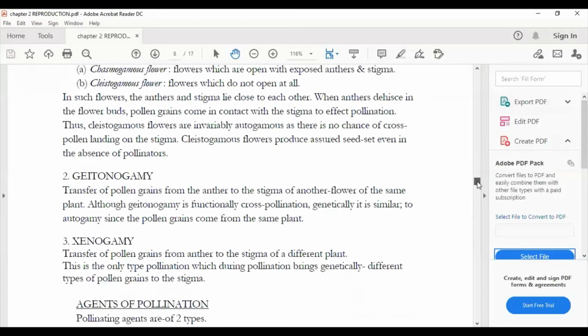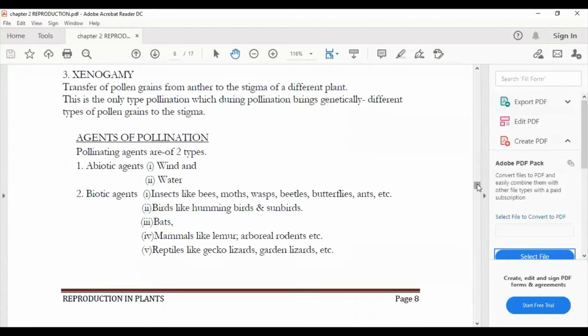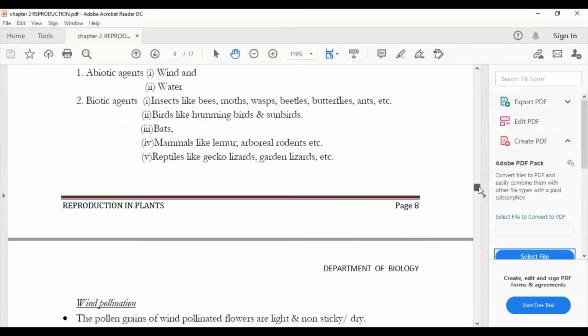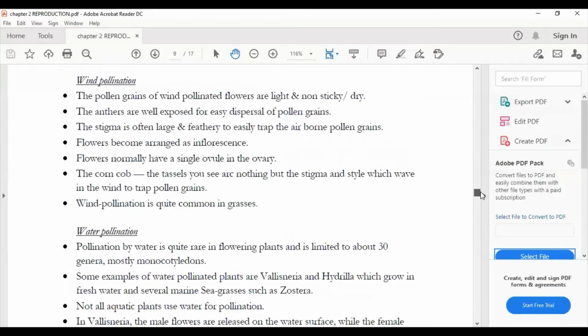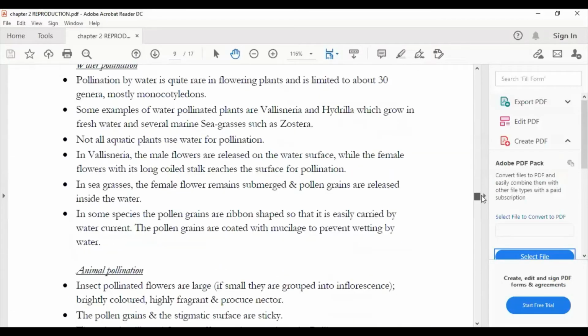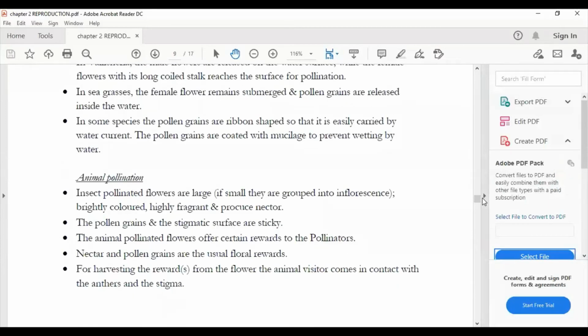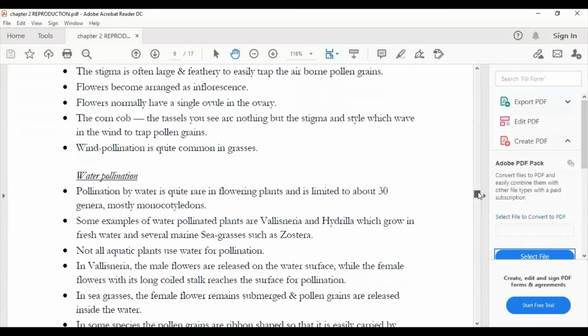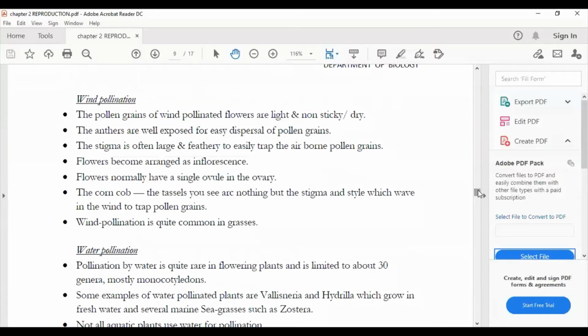Moving on to agents of pollination. There are abiotic agents and biotic agents: wind pollination, water pollination, and animal pollination, which you'll be studying completely. Wind pollination is simple and clear. Please note down the points. It can be asked again for 2 or 3 marks.